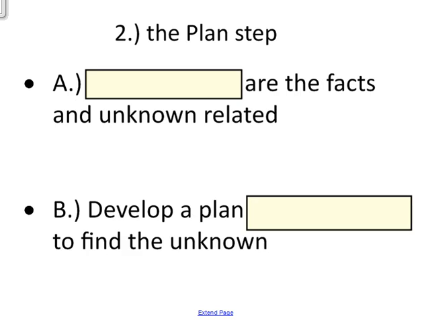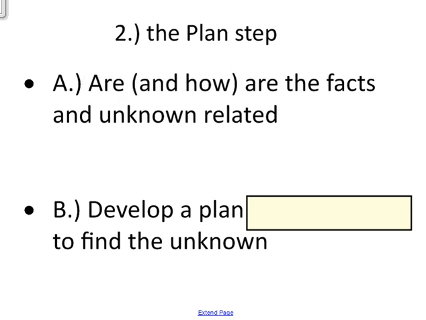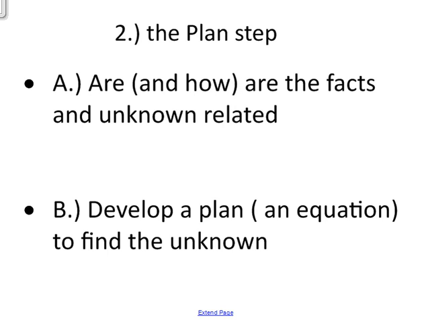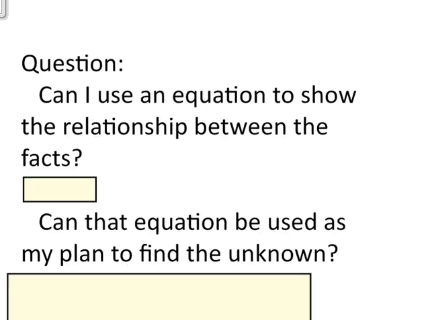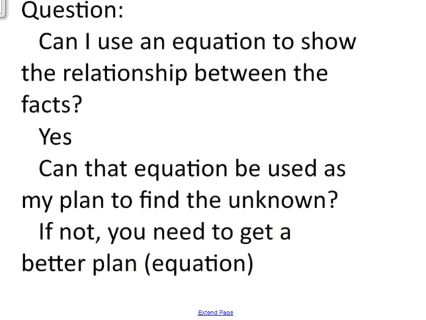The plan step: how are the facts that are known related, and how are the facts and the unknown related? Develop a plan, an equation in most cases, to find the unknown. Question: can I use an equation to show the relationship between the facts? Yes. However, if you find an equation that doesn't do what you need it to do, you have to develop a better plan. Your plan must be good from the very beginning, or it's not going to get you where you need to go.